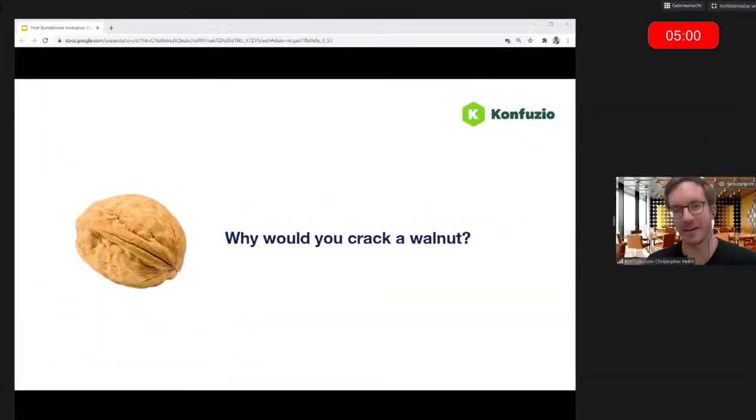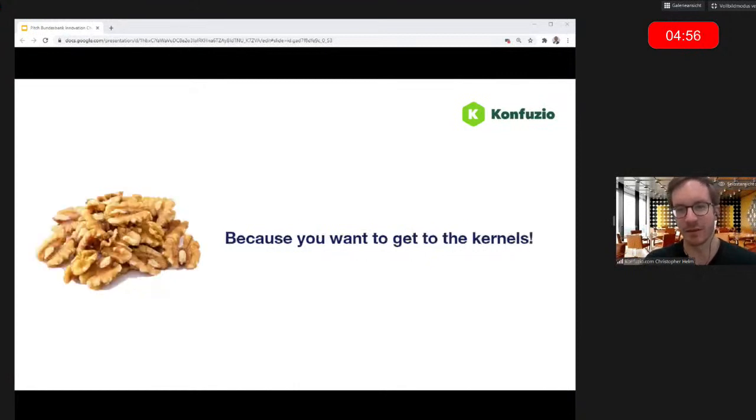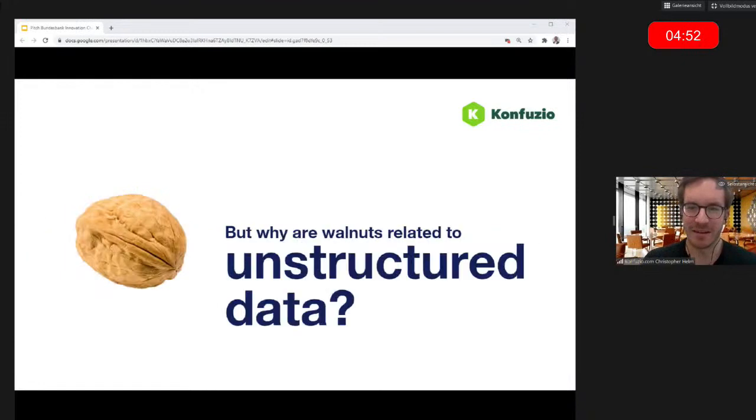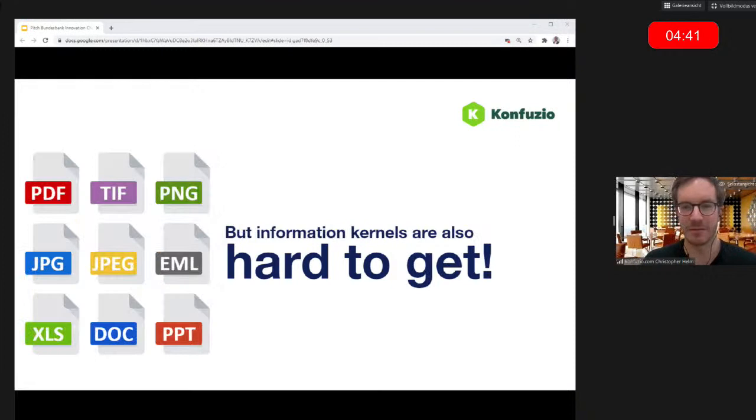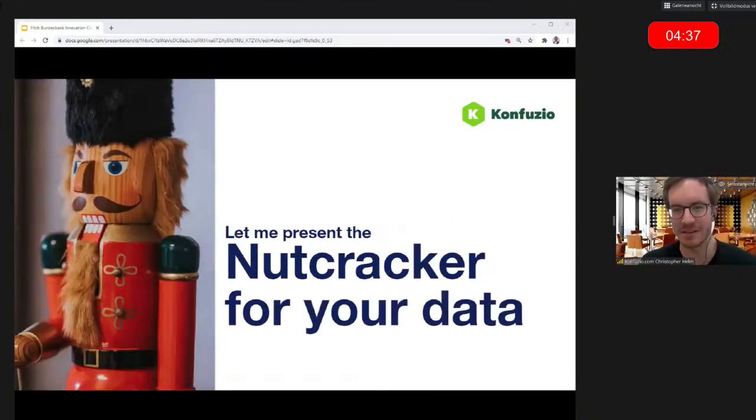Thank you. So I have one question. Why would you crack a walnut? Because you want to get to the kernels. But why are walnuts related to unstructured data? As with walnuts, unstructured data is not only hard to crack, but the information kernels are also hard to get. So let me introduce to you the nutcracker for your data.